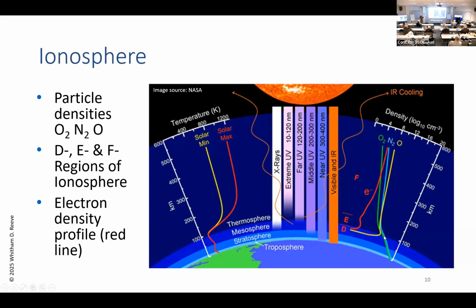But what's important is that the density of the neutral particles is pretty high down at these low altitudes. And so that opens up the possibility of collisions between the electrons and these neutral particles, the oxygen and nitrogen and so forth. And so when you have collisions, then you have absorption.